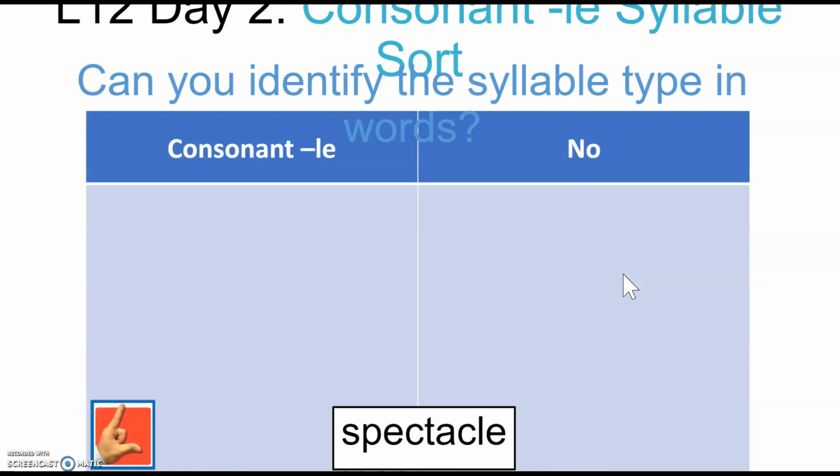All right, look at the word below. This word is spectacle. Does the word spectacle have a consonant LE in it? Yes, it has the CLE at the end, making it a consonant LE.